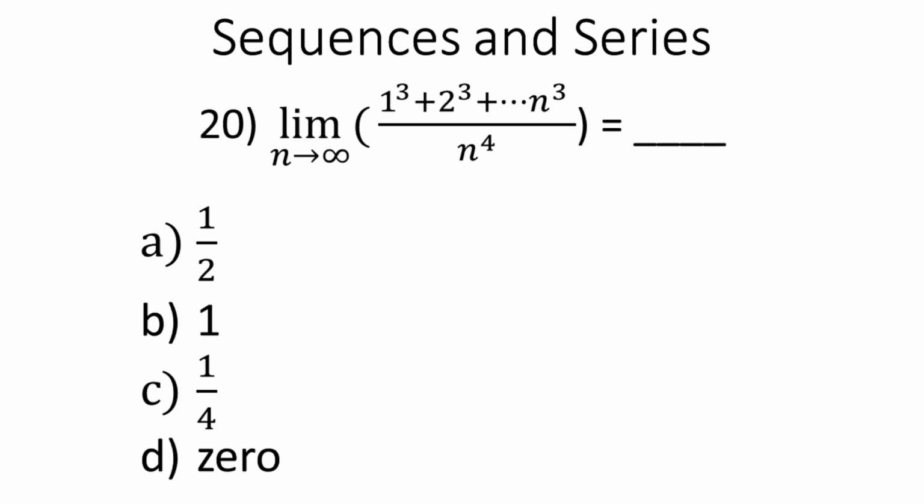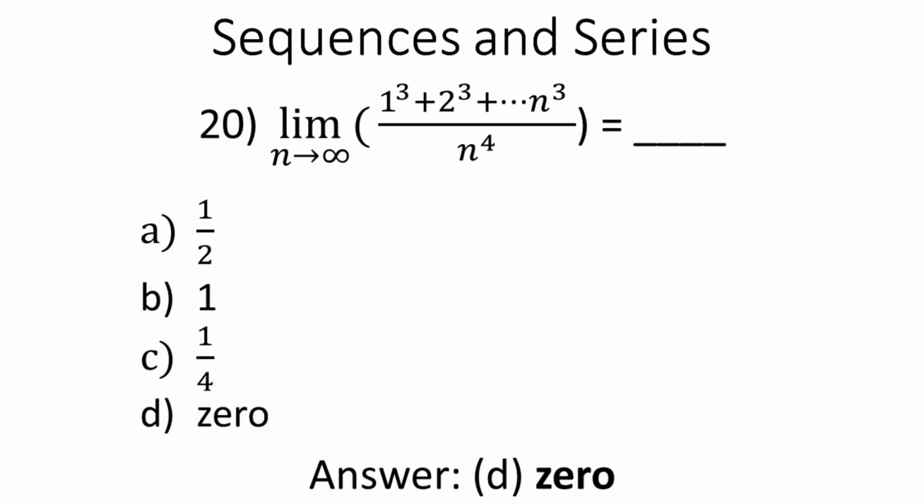Question number 20. Limit n tends to infinity of 1 cube plus 2 cube plus etc. plus n cube divided by n power 4. If you know the formula for the numerator and the denominator, you can apply the formula first. Here 1 cube plus 2 cube plus etc. plus n cube is n into n plus 1 by 2 the whole power 2. Then take the highest powers of n, cancel the same if possible, and apply the limit. You will get the answer 0.